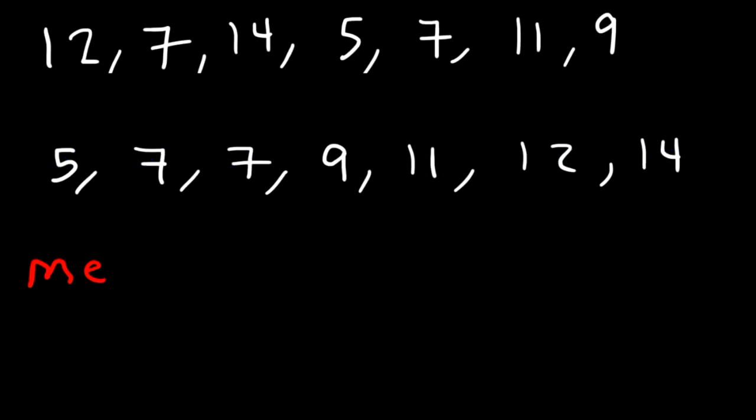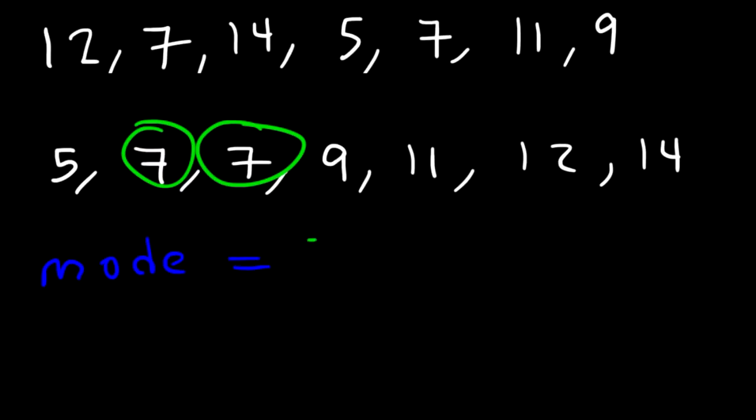Now what about the mode? How can we calculate the mode? The mode is simply the number that appears most often, or the number with the highest frequency. Every number appears once except 7. 7 appears twice, so the mode is equal to 7.